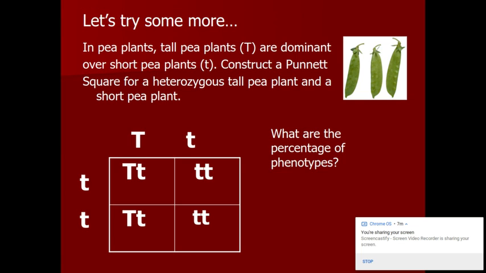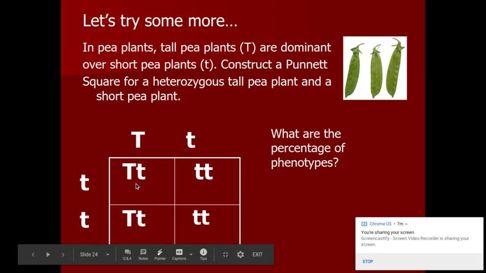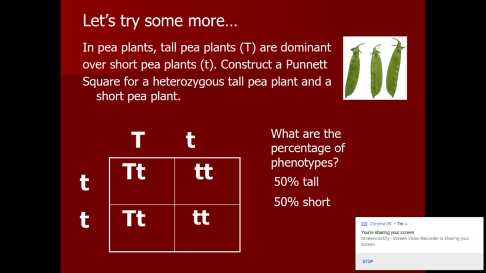Let's distribute. The question is, what is the percentage of the phenotypes? Well, we've been talking about genotypes, which are the actual letters that are there. Here, let's talk about the phenotypes. What are we actually going to see? Well, over here, we're seeing those big T's. Those are dominant, so the dominant trait is going to show through. We're going to see 50% over here are going to be tall plants. And over here, we're going to see 50%. These are all recessive alleles, so these are all going to be short plants. So we're going to have 50% tall and 50% short.